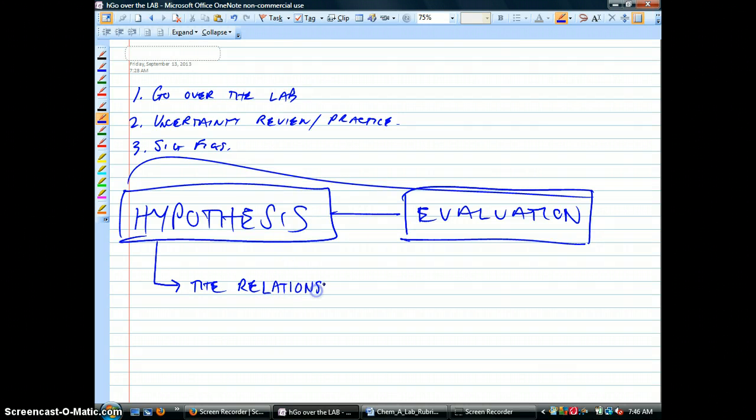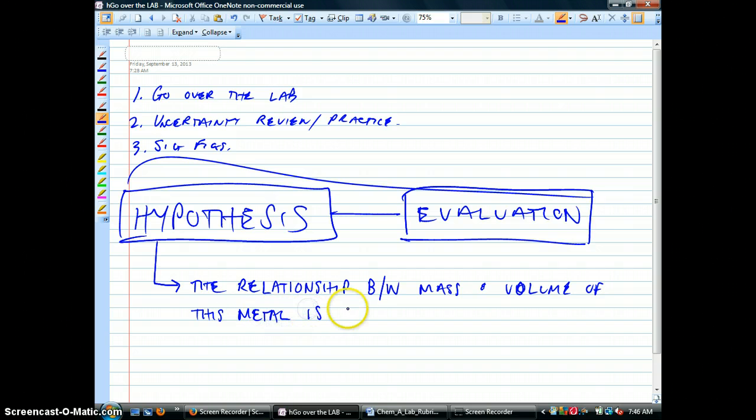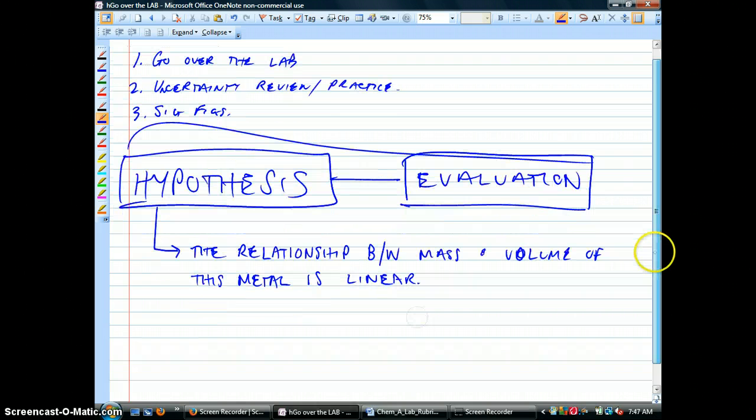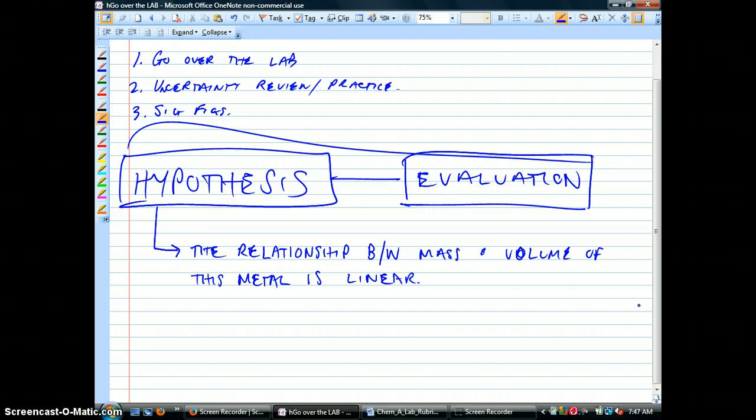It is something like this: the relationship, and we're talking about mathematical relationship, between mass and volume of this metal, whichever you had, is linear. So that might be your hypothesis. Now that's actually not complete, but I'm going to show you why in a second.